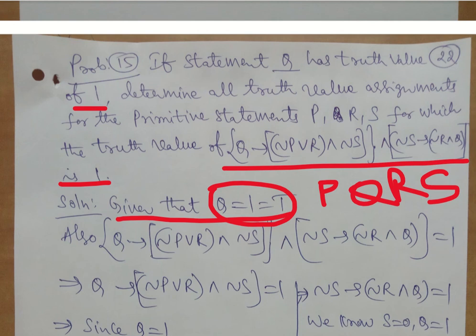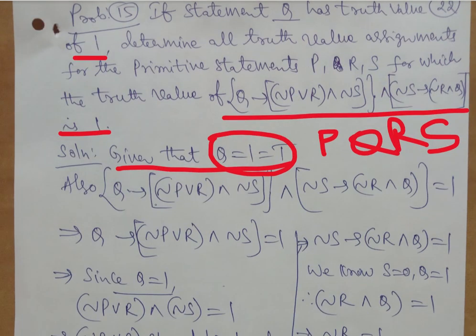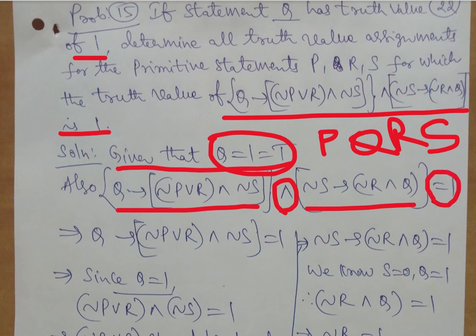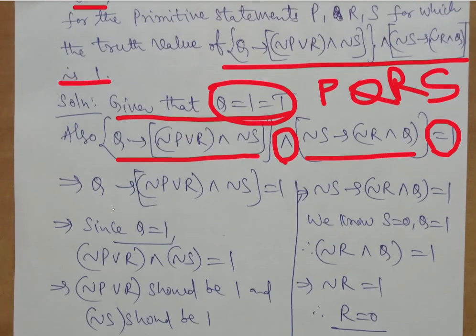Now since it is given that Q implies this big condition is true, we can make out, using conjunction, that this statement and this statement should be true in order to get the result 1. In conjunction, the result is going to be true only when both its statements are true. If that is the case, the first statement also should be true, the second statement also should be true. So that's what is written here. This is also true, that is 1. This is also true, 1.